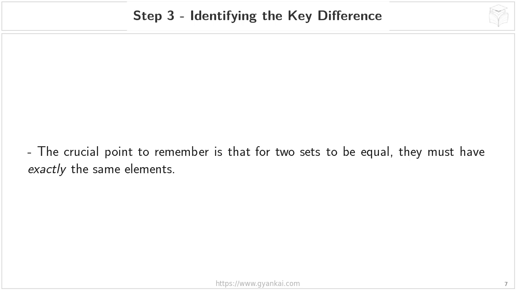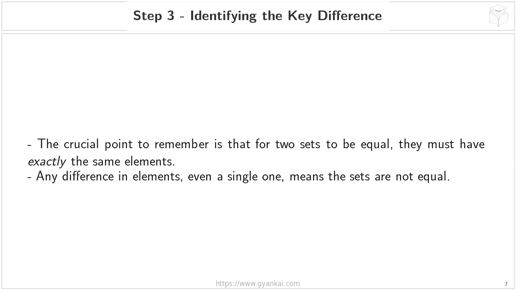The crucial point to remember is that for two sets to be equal, they must have exactly the same elements. Think of it like a perfect match. If you're comparing two sets, every single thing inside one set needs to be found inside the other, and vice versa. There can't be anything extra or missing.